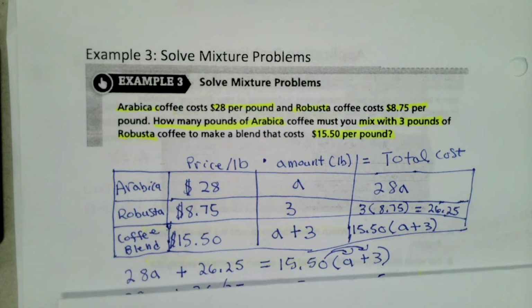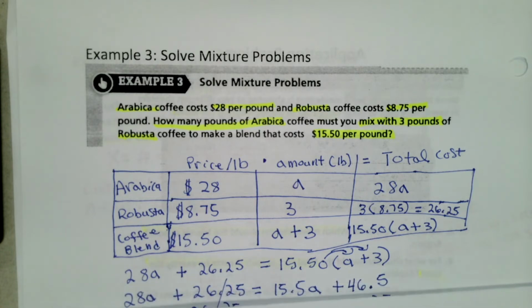So we set 28A plus 26.25, because fairly, that should be the price, right? However much Arabica plus however much Robusta should give us our coffee blend. That is our coffee blend. Well, what's the price of our coffee blend? Well, it's $15.50 times whatever A plus 3 is. So theoretically, these two should be equal. So we can figure out how much Arabica by adding it all together and solving for A.